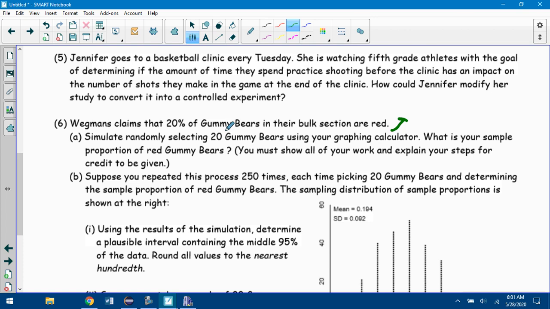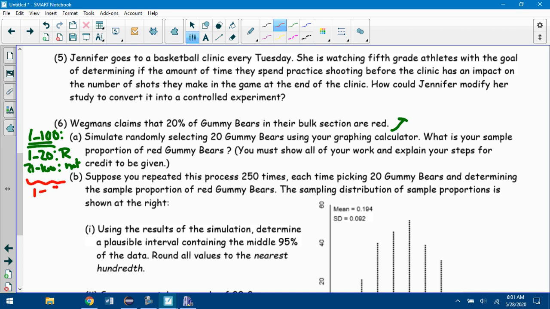So you're selecting 20 gummy bears, and you need the proportion to be red. You can choose what numbers you want to pick. If you pick random numbers from 1 to 100, what numbers should mean red? Well, we need 20% of them to be red. So if you do 1 to 100, 1 through 20 would be red, and 21 to 100 would be not red. But you don't have to do 1 to 100. What else could you do?